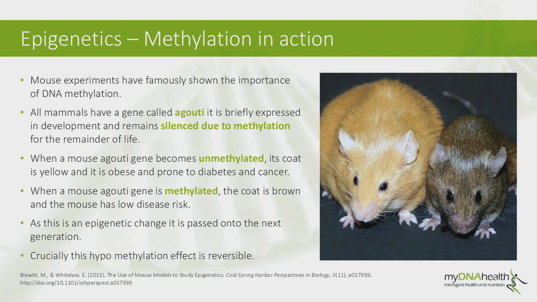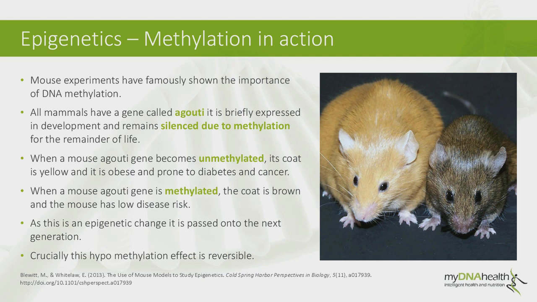And really, this was famously identified in some laboratory studies that looked at mice, and these are known as agouti mice. So they have really shown the importance of DNA methylation. So that's one of those epigenetic modifications that we looked at, that addition of the carbon and 3 hydrogens onto the DNA code. And all mammals have a gene that's known as agouti, and it's briefly expressed in development. So it's a developmental biology gene, but it then remains silenced due to methylation for the remainder of life. So its function is very much in the development phase.